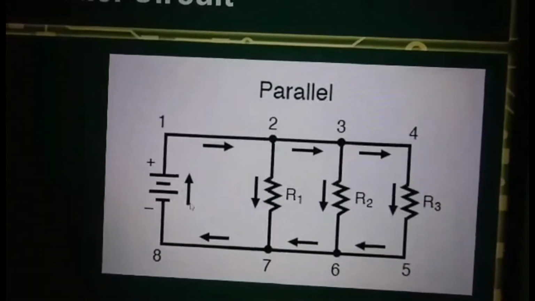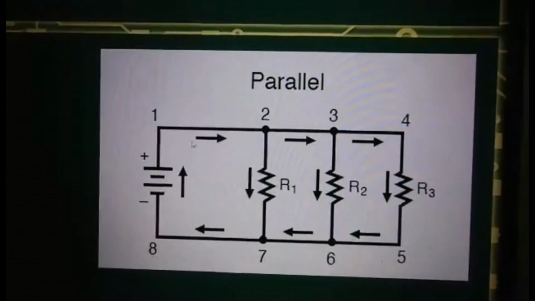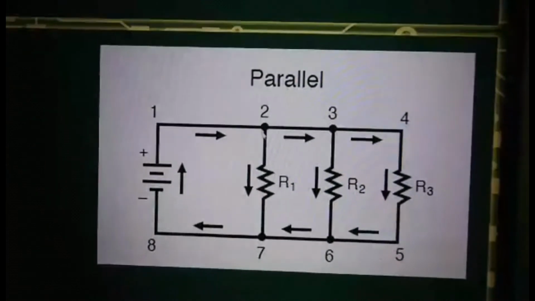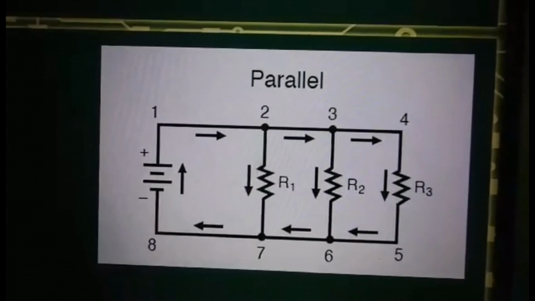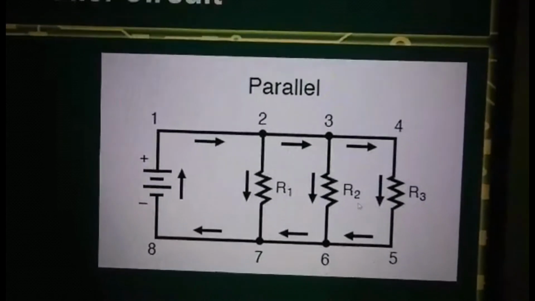So from the source, we have the total current flowing to the circuit. And then, in this node, the current will be split, as well as here.